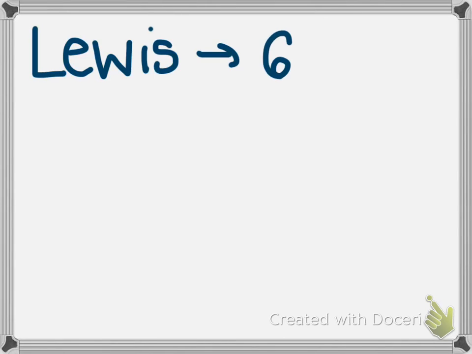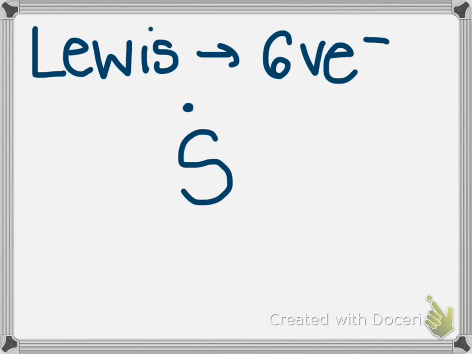Then for the Lewis dot, remember Lewis dots are a little bit easier. They're based off the number of valence electrons. So when you find sulfur on the periodic table, you look at its group number. It's group 16, which means we have 6 valence electrons. Again, no charge, so I don't have to do any brackets around it. So that was our first example.